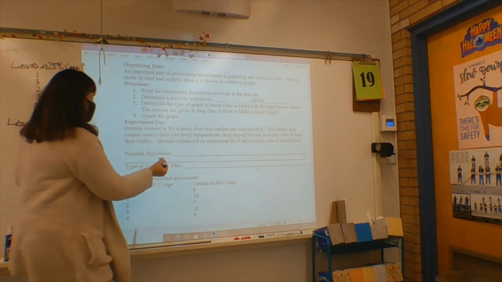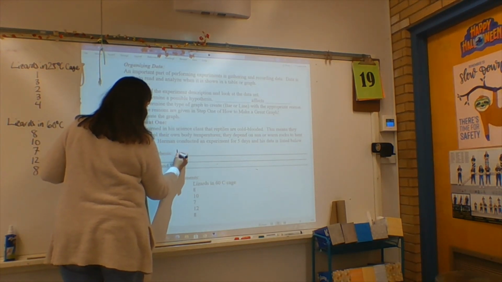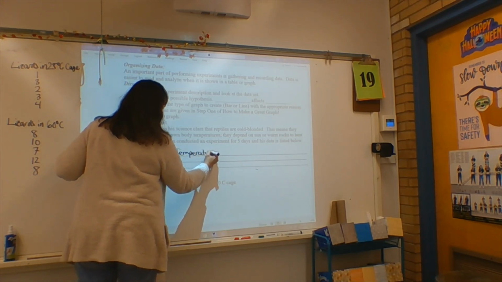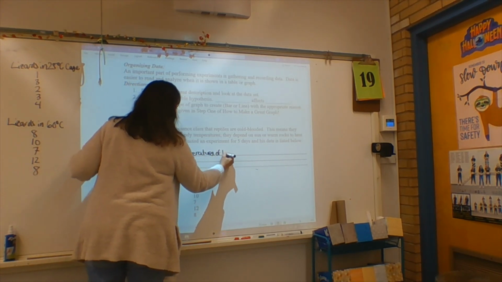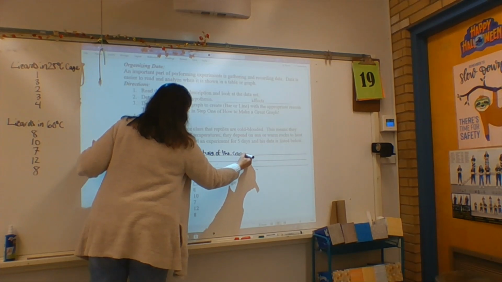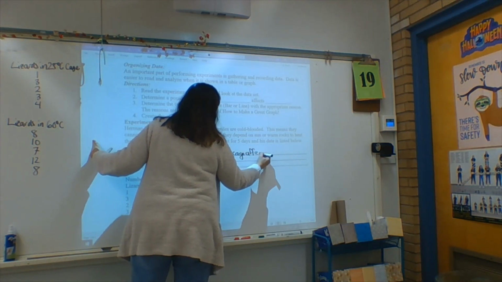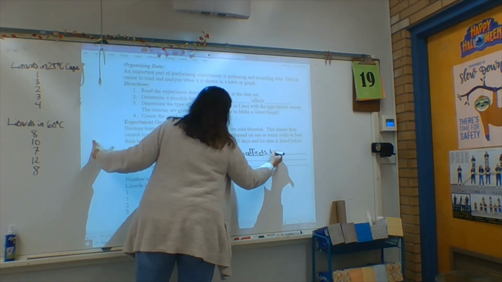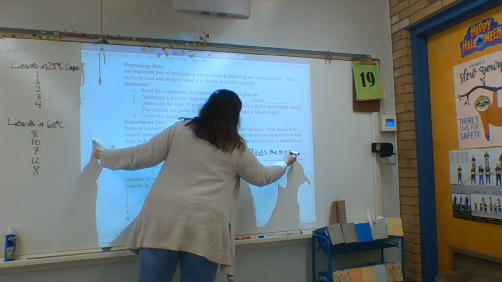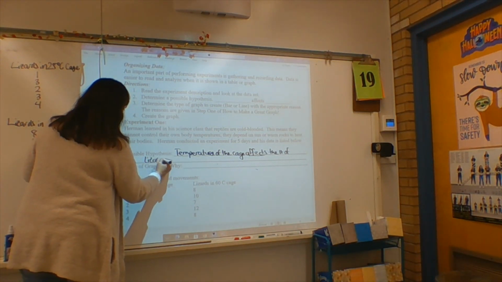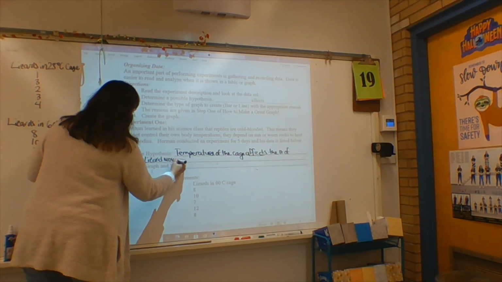Okay, so I'm going to write that down, and you want to all write this down. So she says temperature of the cage affects the number of lizard movements.